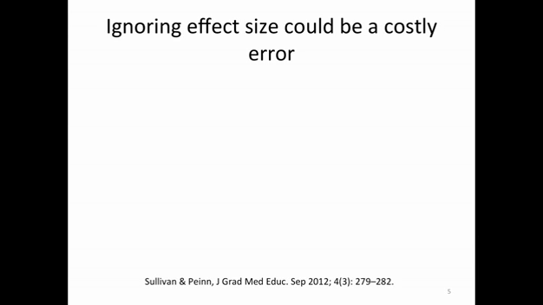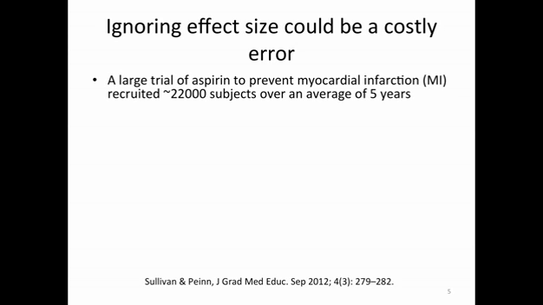Effect sizes are very important metrics when critically appraising a study. Ignoring them could be a costly error. A well-known example is the issue of aspirin and prevention of heart attacks. A large trial called US Physician Health Study was conducted to study the effect of aspirin in preventing myocardial infarction. This trial recruited nearly 22,000 subjects over an average of 5 years.